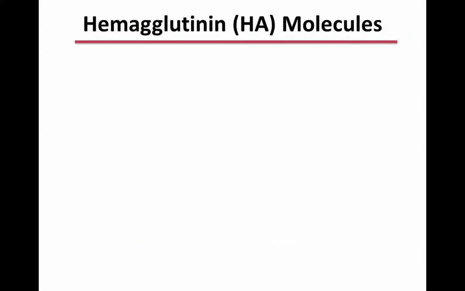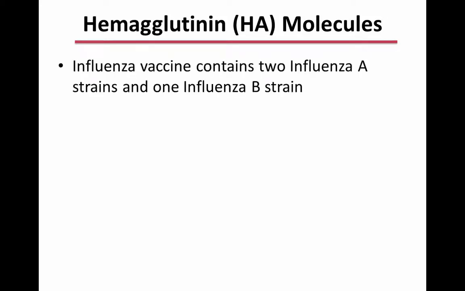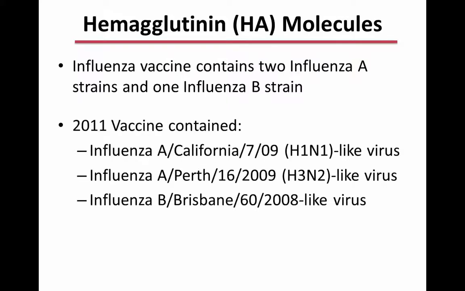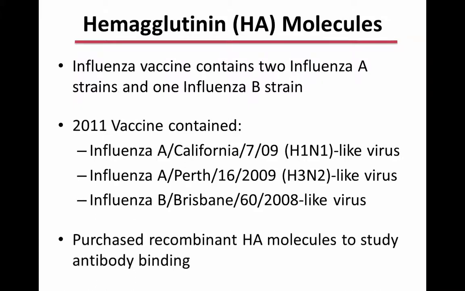The hemagglutinin molecules that we're analyzing are from the influenza vaccine strain. So each year, the influenza vaccine contains 2 different influenza A strains and 1 influenza B strain. And in 2011, the vaccine contained Influenza A California 2009 isolate, which is an H1-like virus, and Influenza A Perth 2009, which is an H3-like virus, as well as the B strain, which was Brisbane 2008. And we're able to purchase recombinant hemagglutinin molecules that exactly match those of the vaccine in order to study antibody binding.